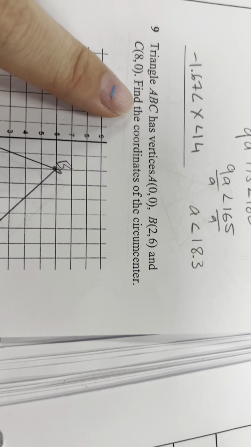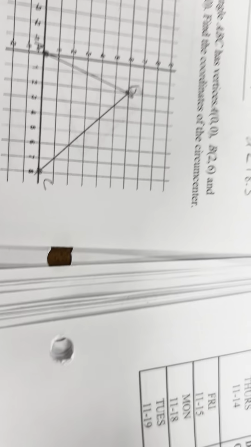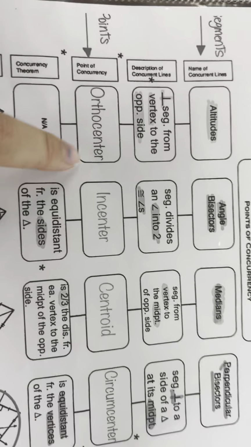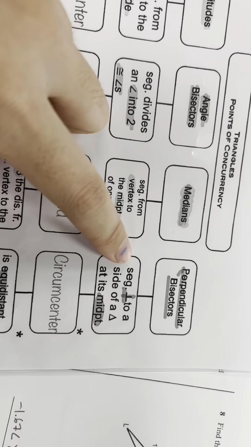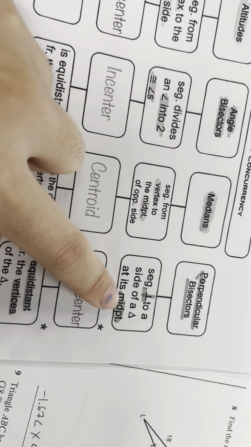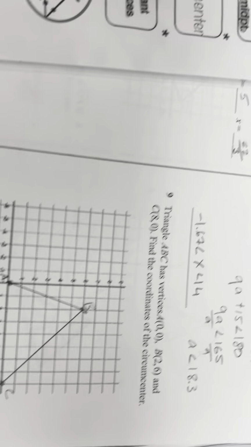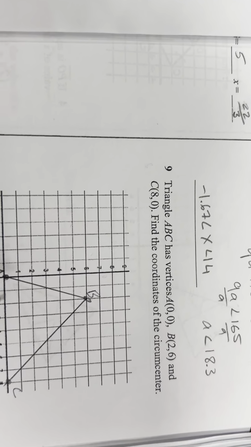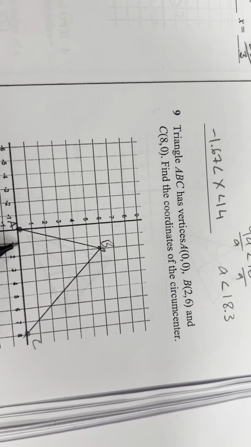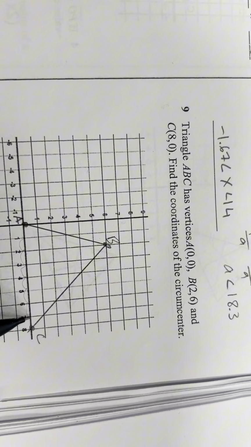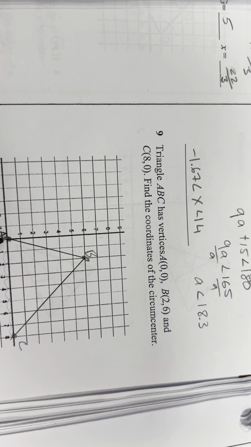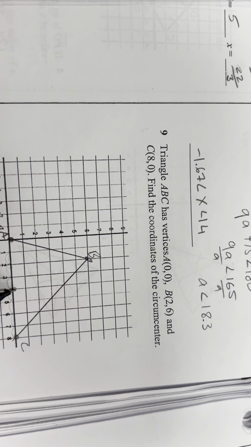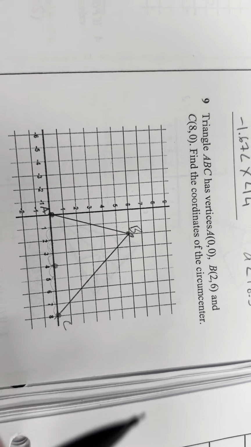Then they ask to find the circumcenter. The circumcenter is where the perpendicular bisectors of the sides meet, perpendicular to each side at its midpoint. So first we're going to find the midpoint of one of the sides, okay? Let's find the midpoint of AC. So 8 divided by 2 will be 4. So this is the midpoint right here, okay?